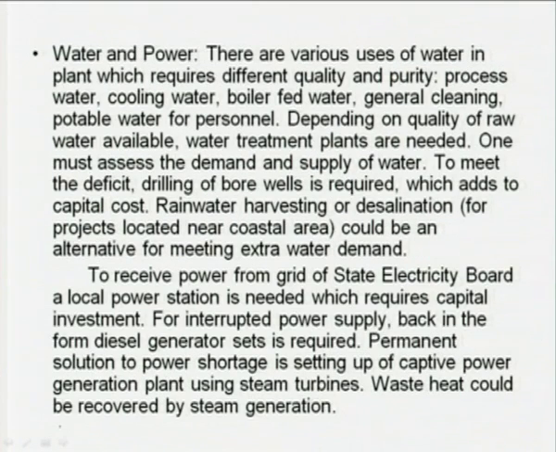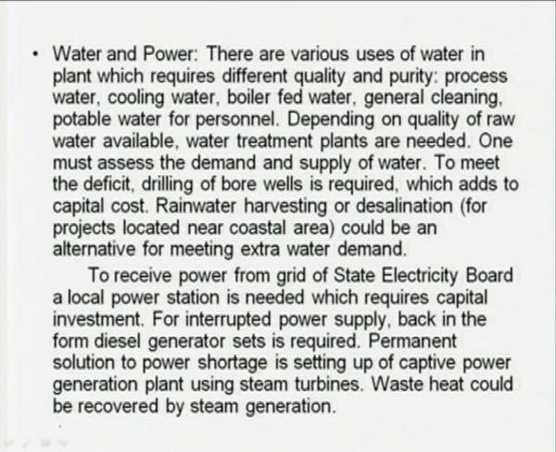Another two crucial things are water and power. Okay. There are various uses of water in a plant that require different quality and purity. Now, water is required as process water, it is also cooling water, boiler feed water, general cleaning, potable water, and so on and so forth. Depending on the quality of raw water that is available, we have to set up the water treatment plants. One must assess the demand and supply of water. If the supply of water is lesser than the demand, then you may have to go for your own bore wells. Okay. We have to drill bore wells at the plant site.